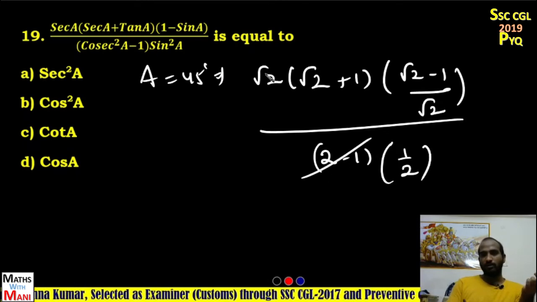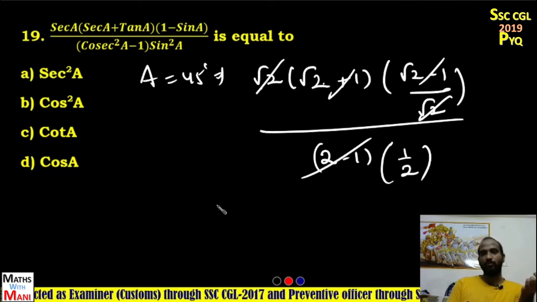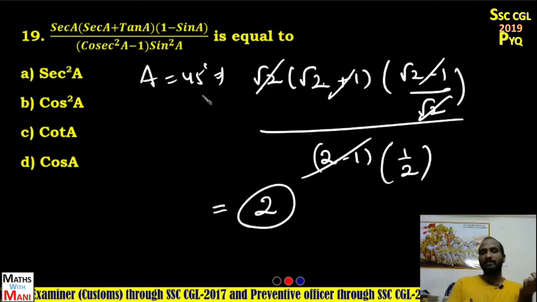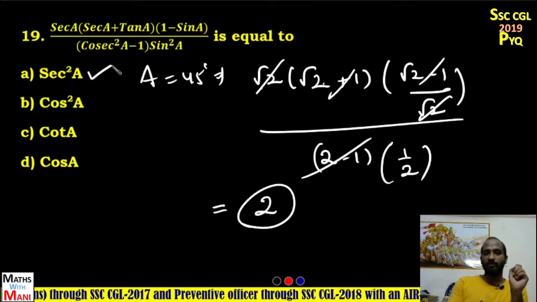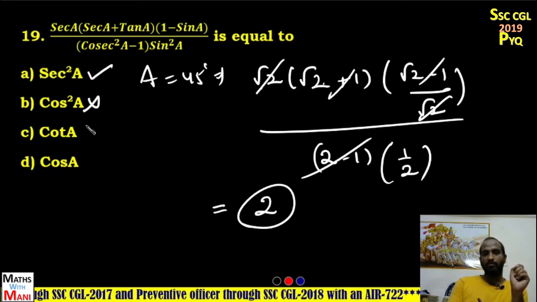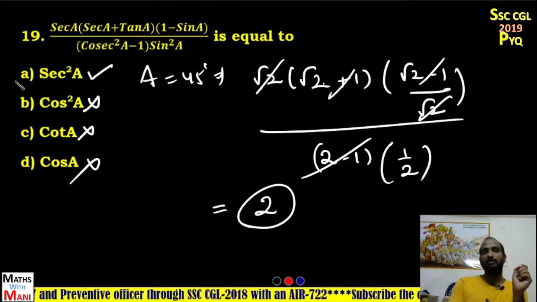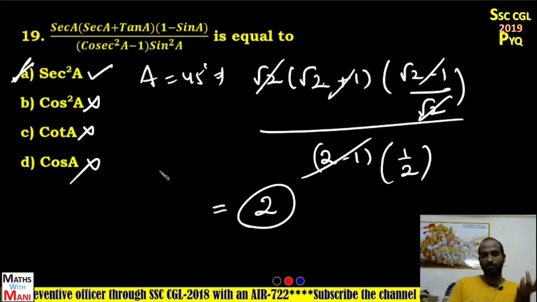2 minus 1 is 1, root 2 cancels, root 2 plus 1 into root 2 minus 1 is 1. 1 by 1 by 2 means 2. So after substituting 45, it should be 2. So secant square 45 is 2. Cos square 45 is 1 by root 2, so it is wrong. Cot 45 is 1, it is wrong. Cos 45 is 1 by root 2, it is wrong. So the only option that satisfies is the first option. So that is the correct answer.